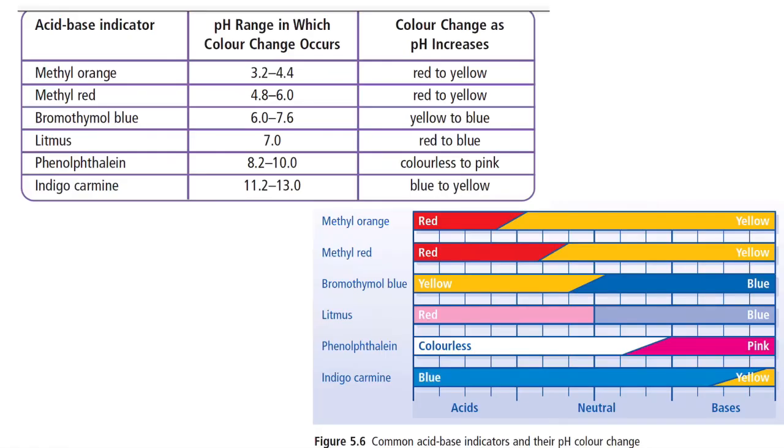Here we have a list in table form as well as a visual form of the various indicators and their useful range for color change. These tables will be provided to you so you can use them on a test or quiz. Essentially, you're always wanting to look within the range where it changes color, but we can use multiple indicators to determine the pH of a solution.